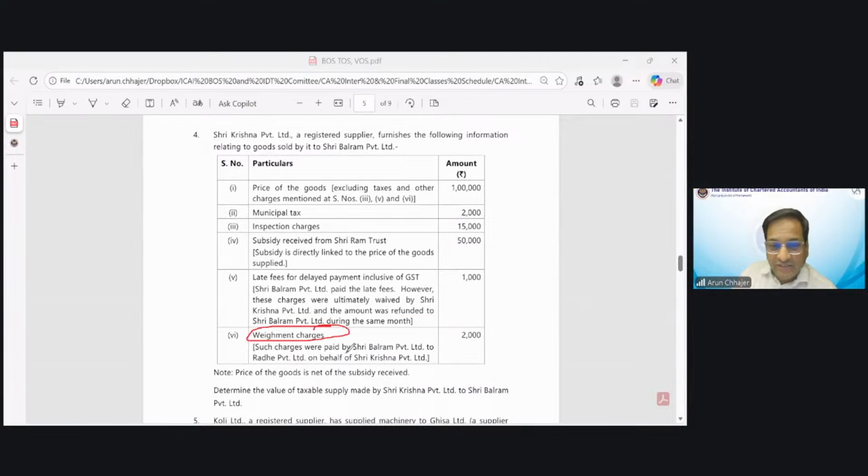Payment charges. Such charges were paid by the supplier Balram to Radhe Private Limited on behalf of Sri Krishna. What will you do? Add, less, or nothing to do. Will be added. Sixth number will be okay. Okay, great. Will be added. Okay. Reasoning. What is the reason? Give me the reason. Why do I have to add it? Give me the reason.